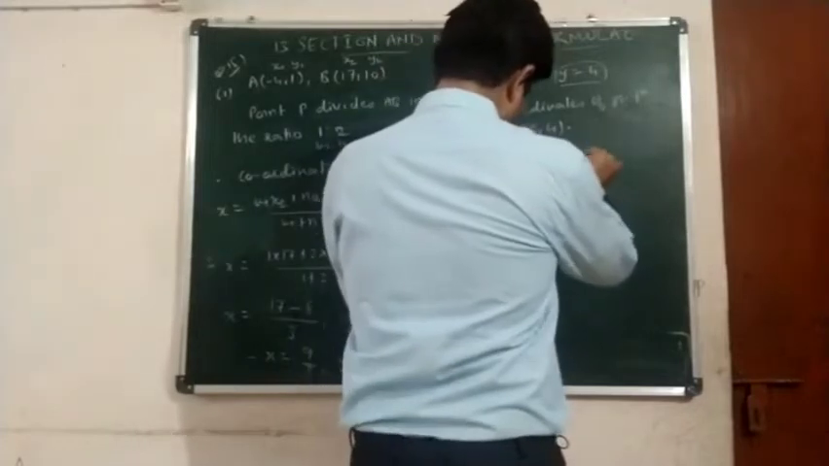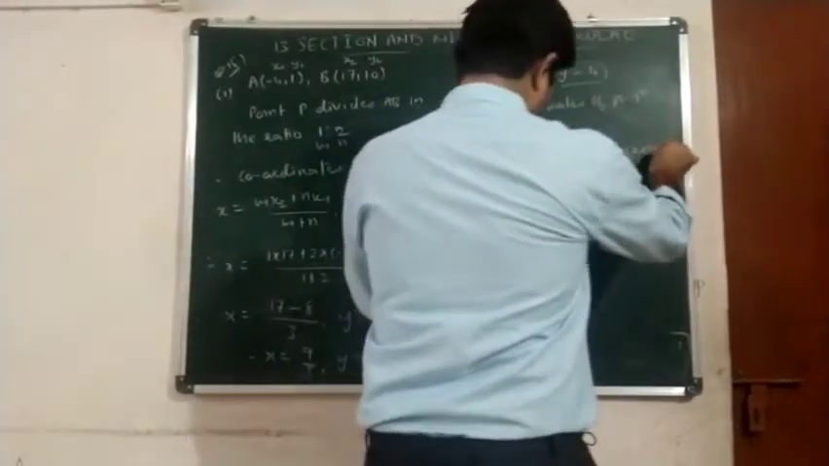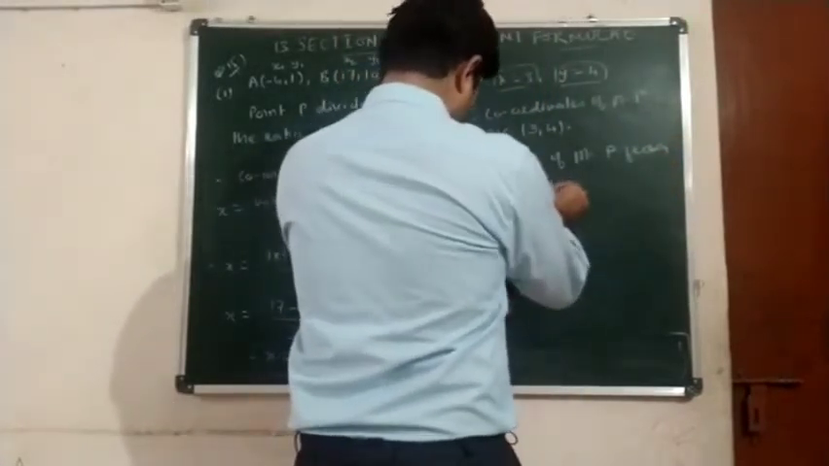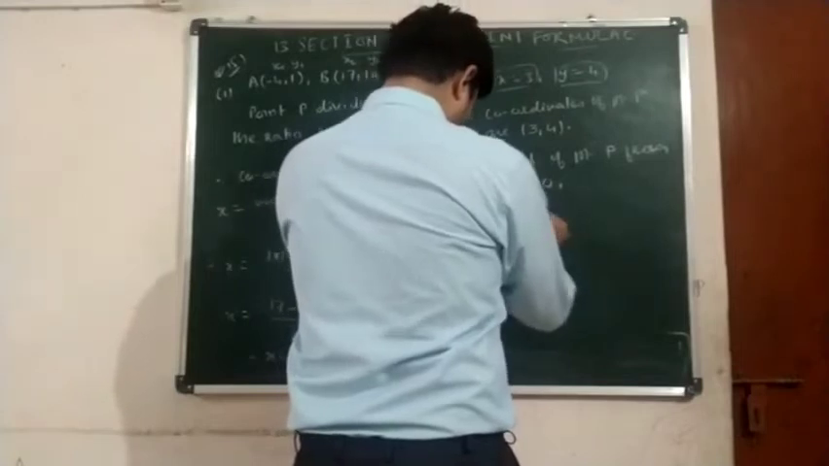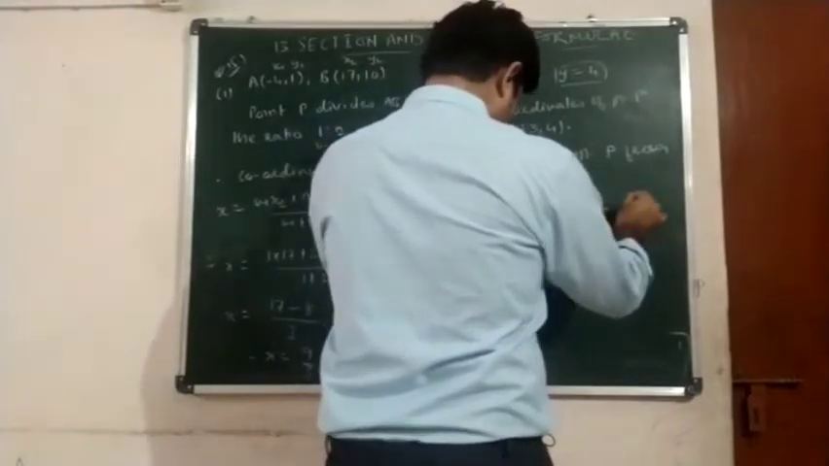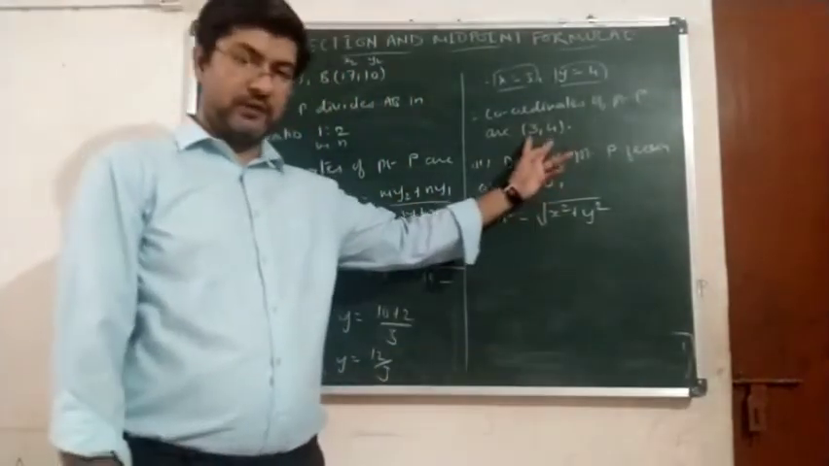Distance of point P from origin O is given by OP equals square root of x square plus y square, where x and y are the coordinates of the given point.